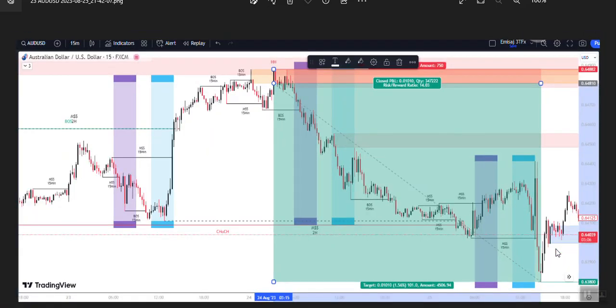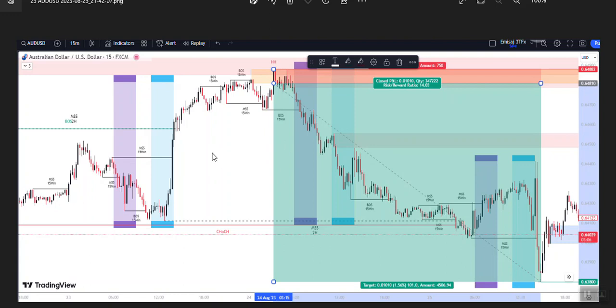So this gave about a 1 to 14.03 risk to reward ratio. You can also see that clearly here. You see this break of structure, price drops, gives a market structure shift, then pulled back for a retest and all the way down.